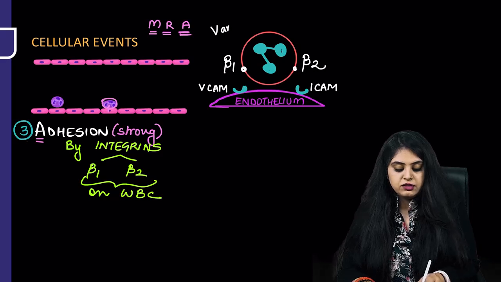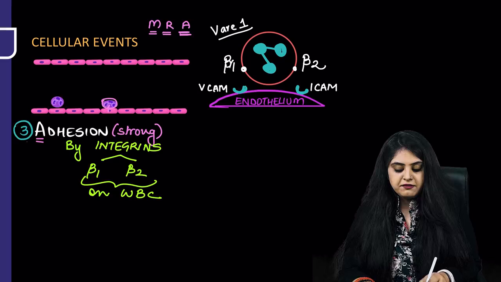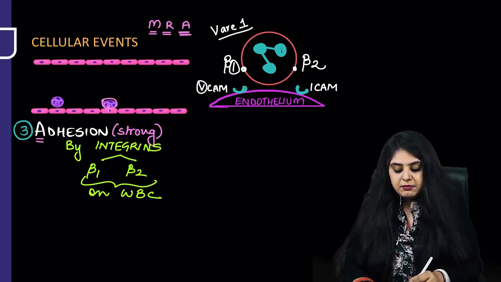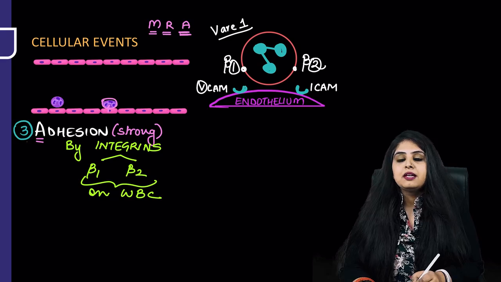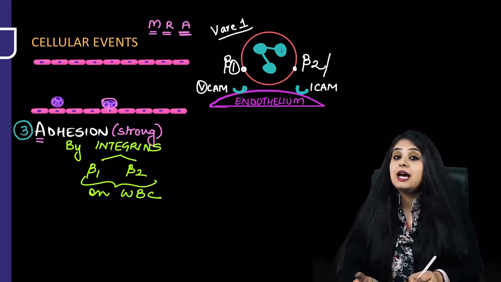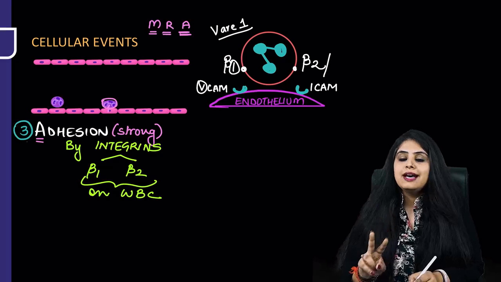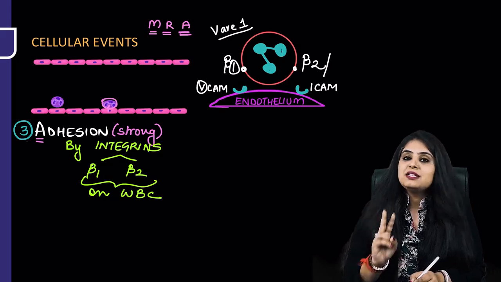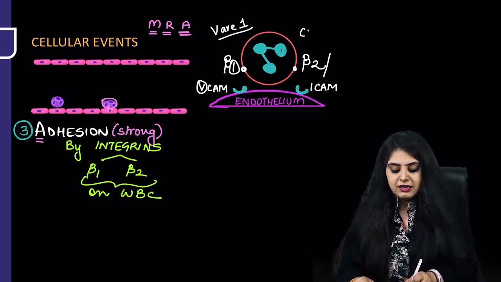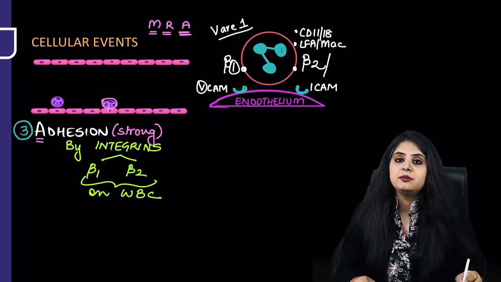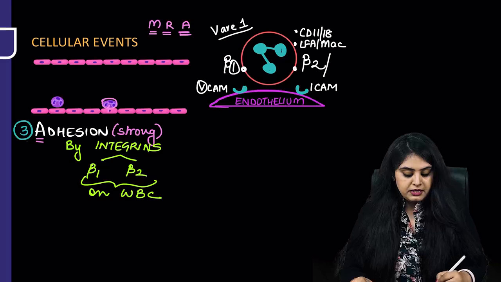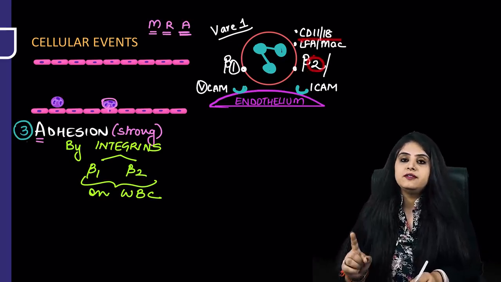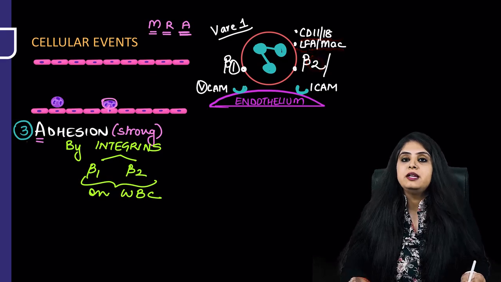That is how we have to learn. So beta 1 binds to VCAM1 and beta 2 will bind to ICAM. But do you know, in pathology, in INICET, beta 2 has two more names. Beta 2, listen to this song of mine, has two more names. One name is CD11 and 18 and the other name is LFA and MAC. I know they are tough names, but that's why I said learn it as a song. Beta 2 has two more names, CD11 and 18, and the other one is LFA and MAC.